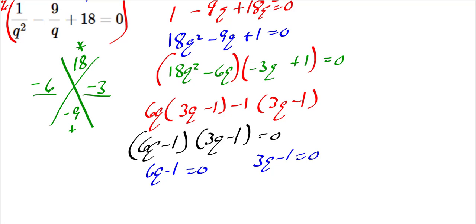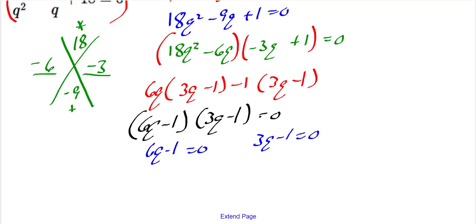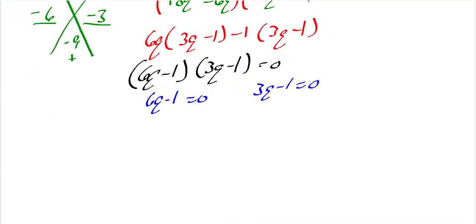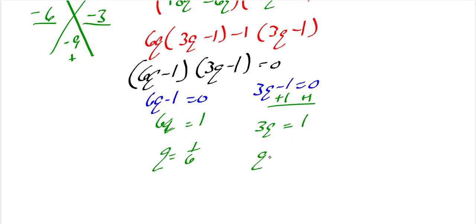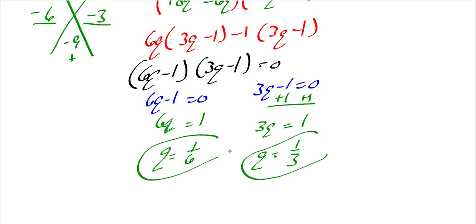And then doing that, let's see. Make that go up a little bit. So 6q equals 1, q equals 1/6. Plus 1, so 3q equals 1, so q equals 1/3. Okay, so there's your answers.